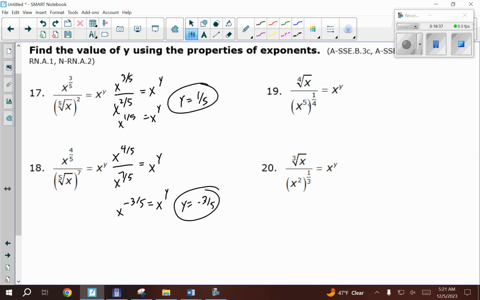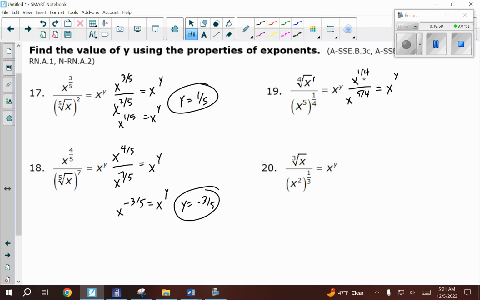Now this question right here, it's already in fraction form, so that's good, but this one isn't. So remember, that's a 1. So that top one is going to become x to the 1/4. These ones have to times because it's a power to a power, so that's going to give me x to the 5/4 equals x to the y.